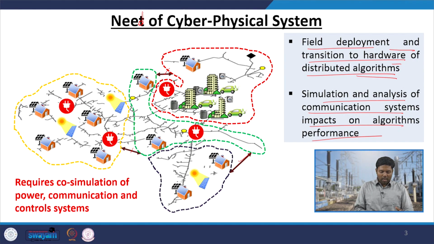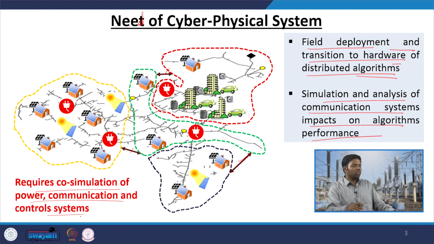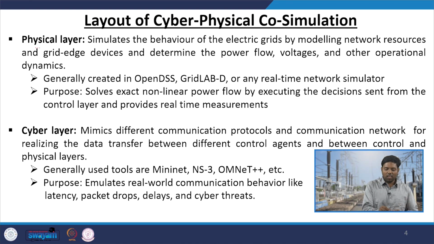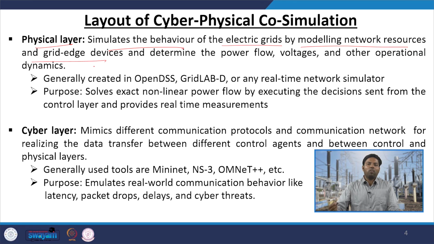So before doing that, it requires a co-simulation of the power, communication and control systems, right. So what is the layout of a cyber physical co-simulation? It has mainly 3 layers. The first layer is the physical layer, which simulates the behavior of the electric grids by modeling the network resources and the grid edge devices, and determines the power flow, voltages and other operational dynamics. Okay. What does it mean?